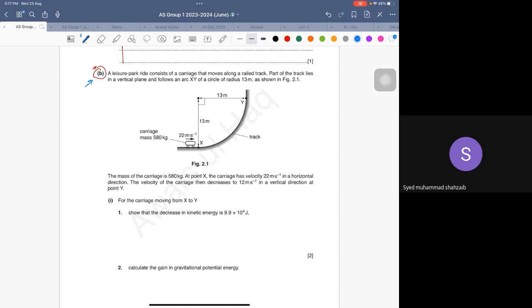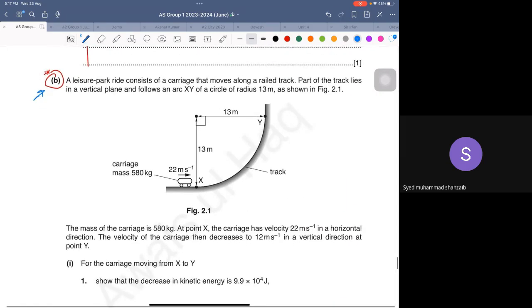So, a leisure park ride consists of a carriage that moves along a rail track, part of the track in a vertical plane, and follows an arc like this. What you need to understand is that this object, which has this mass, is moving in this direction. The velocity of the carriage then decreases in a vertical direction. When it reaches this point, its velocity is 12 meters per second.